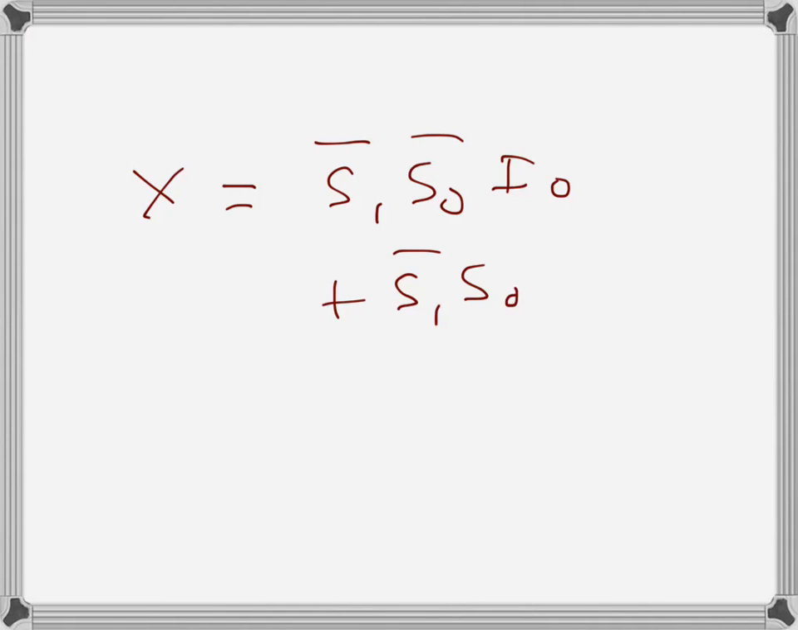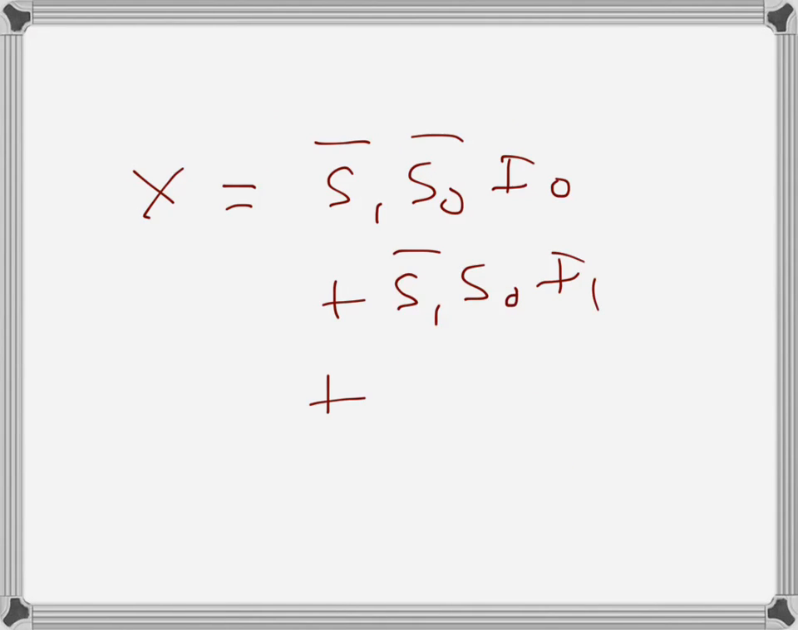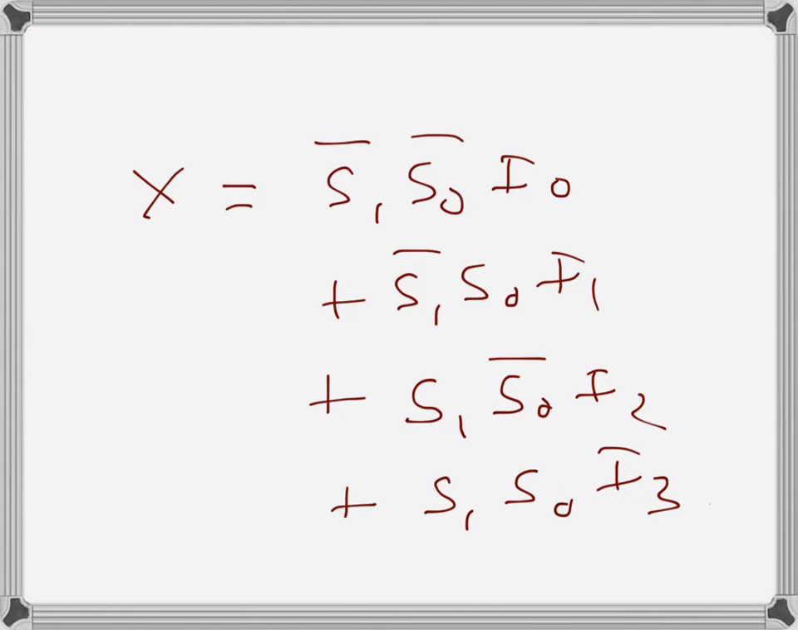Now let's write the Boolean expression of X, what the multiplexer consists of. That will be S1 bar S0 bar I0, or S1 bar S0 I1, that is the second one, or S1 S0 bar I2, which is this one, or S1 S0 I3. So this is the output of the mux.